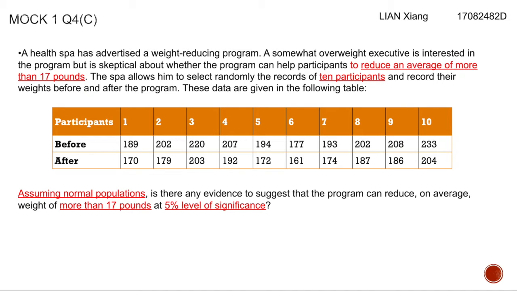Hi guys, I'm Lian Xiang. Then let me show you how to solve the problem in Mock 1 question 4 part C. First, let's look at the question. A health spa has advertised a weight-reducing program. A somewhat overweight executive is interested in the program, but is skeptical about whether the program can help participants reduce an average of more than 17 pounds. The spa allows him to select randomly the records of 10 participants and record their weights before and after the program. These data are given in the following table.